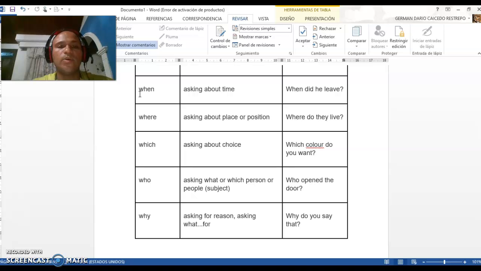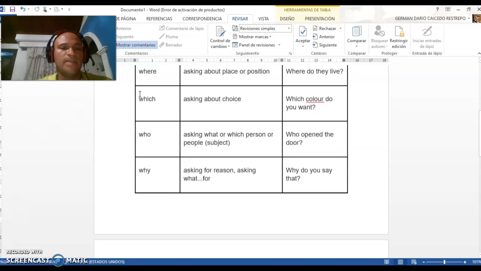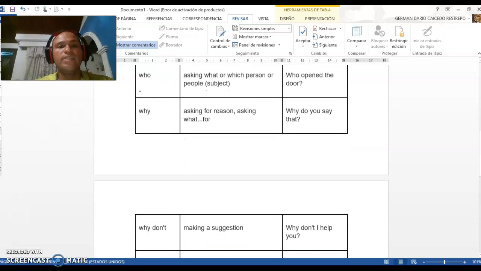Which is another word, which is asking about choice. For example, which color do you want? This one or that one? Who. Who is asking what or which person or people. Example, who opened the door?